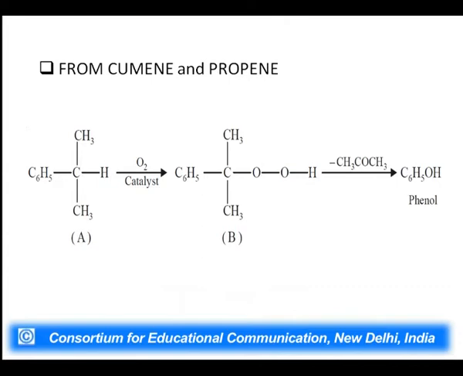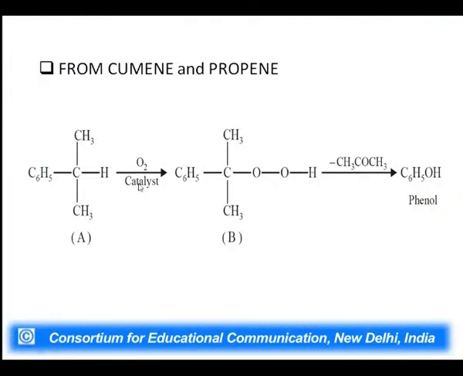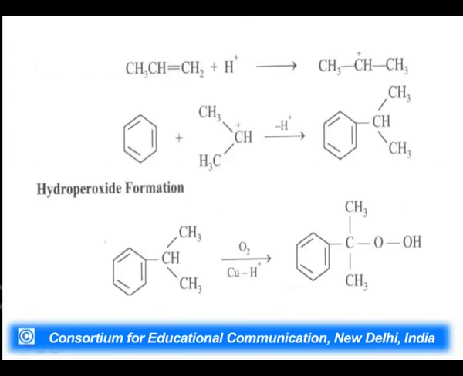So what we find here is that if I start with cumene, we can treat cumene with oxygen, aerial oxygen. This undergoes oxidation to form cumene hydroperoxide, and this cumene hydroperoxide on acid hydrolysis gives acetone and phenol. Now let us look into the mechanism in detail.